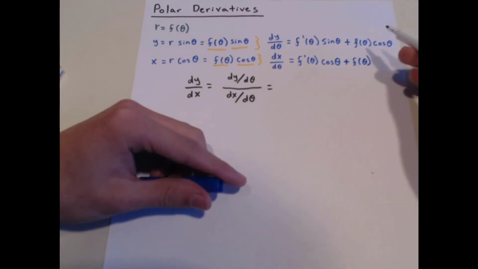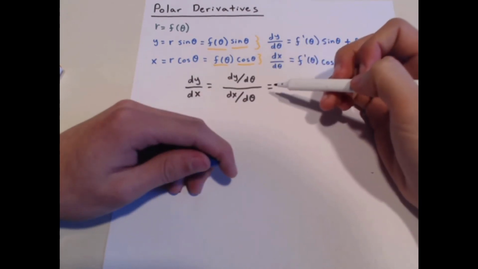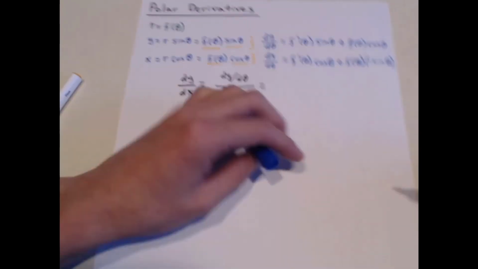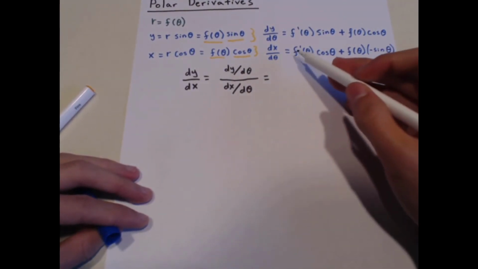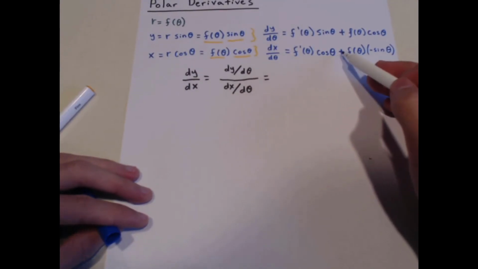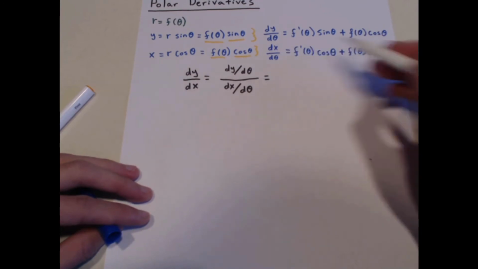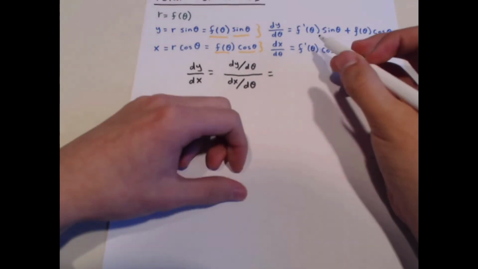But in this case, remember, we're taking the derivative of cosine of theta, right? What's the derivative of cosine theta? That's negative sine theta. And obviously this positive and this negative just turn into a negative, so it would really be f prime of theta cosine theta minus f of theta sine theta. I just wrote the negative here so you can see the relationship between the derivatives a little more clearly. So hopefully you can see a really obvious thing.